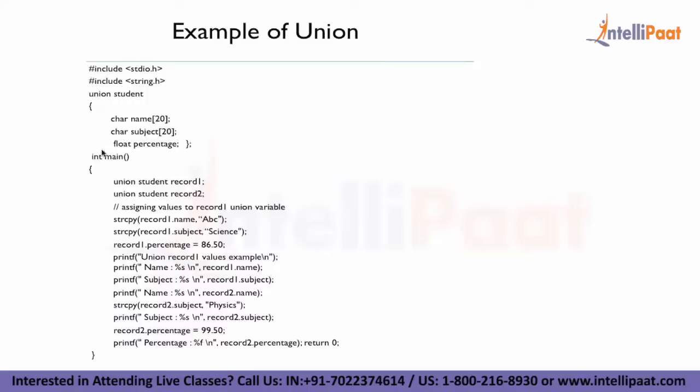So union is almost similar to declaring a structure. Instead of struct, we use union. Then we declare two variables, record one and record two. Then we are copying name and subject inside record one, percentage equal to 86.5. Okay, union values example. Then again we are printing it. Now we are again initializing and printing the name as record two dot name, copying a subject, printing the subject, and then assigning a percentage to record two and printing it.